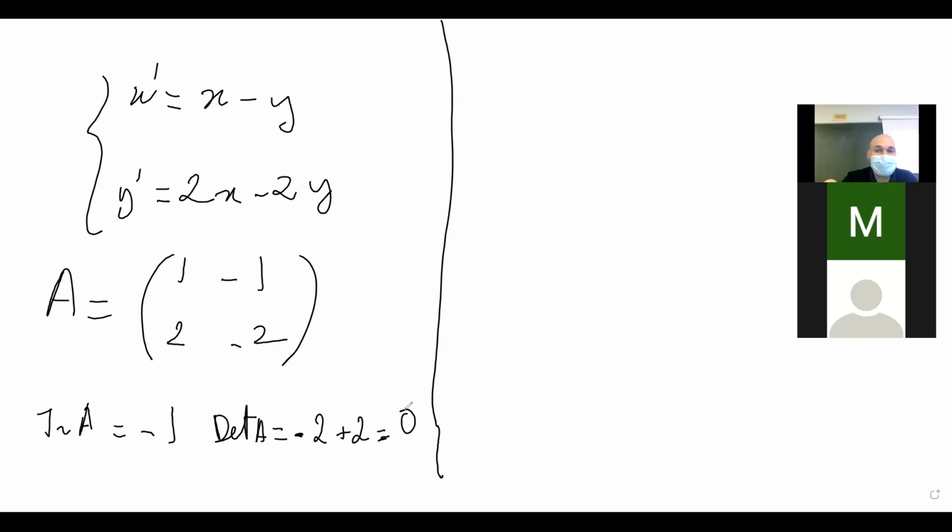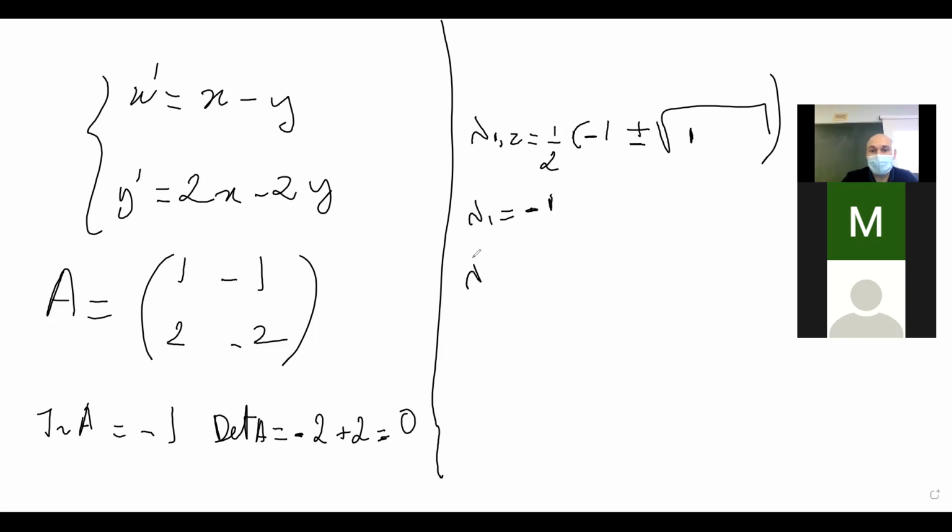So my two eigenvalues are lambda 1, 2, the trace plus minus the square root of 1. So I can say, for example, lambda 1 equals minus 1, and lambda 2 equals 0. Let's compute the eigenvectors.